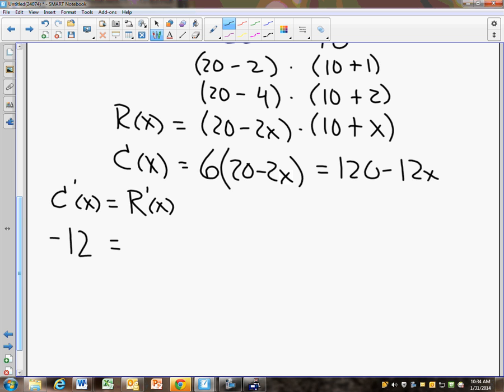In order to find R prime of x, I'm going to have to multiply this out. All right. Let's do that quick. What's 20 times 10? 200. I have 20 times x is 20x, and 10 times negative 2x is negative 20x, so that cancels. I have negative 2x times x. Okay, what's the derivative of that? Solve.